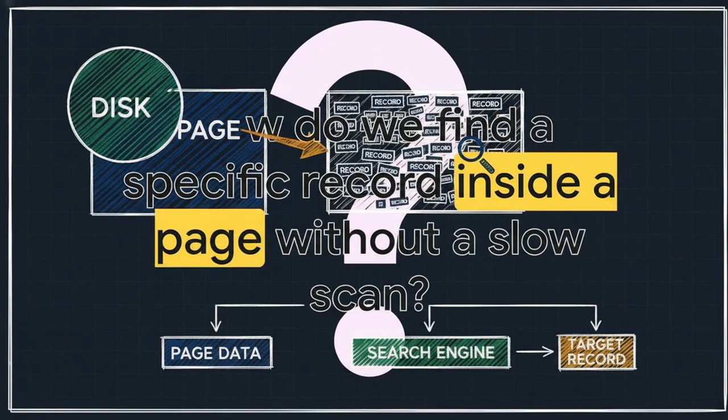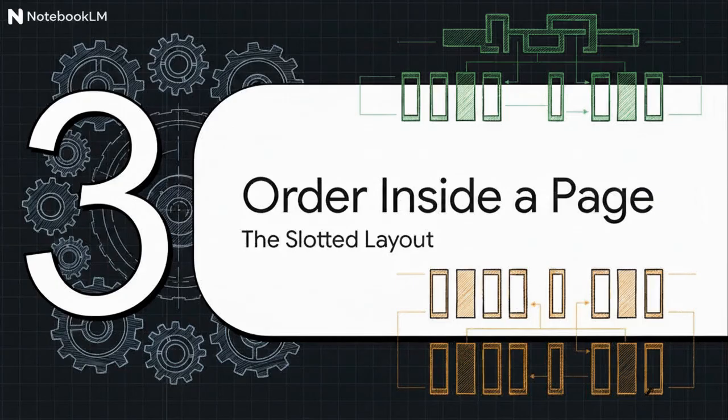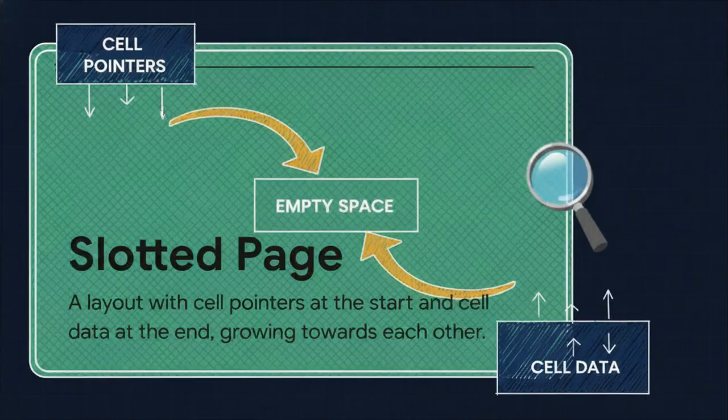So that's great. We've kind of solved the big problem. We can grab a specific page off the disk. But we've just created a miniature version of the exact same problem. A page is still just a jumble of records. How do we find the one we want inside that page without scanning it from start to finish? And the solution to this puzzle is a truly elegant piece of engineering. It's something called the slotted page layout.